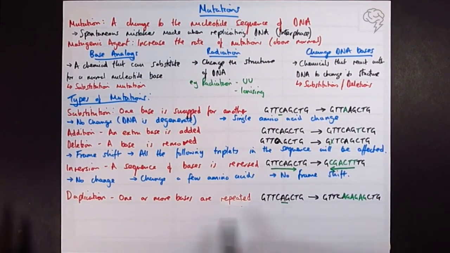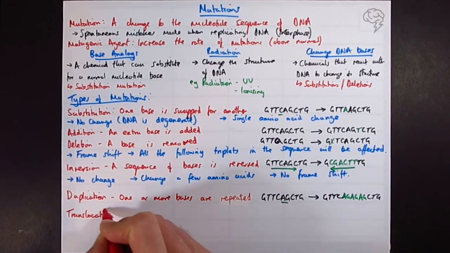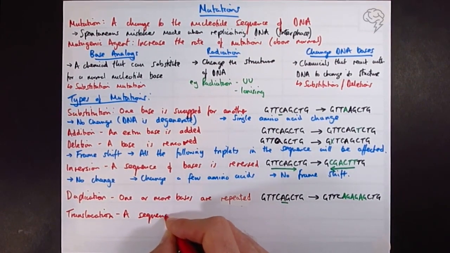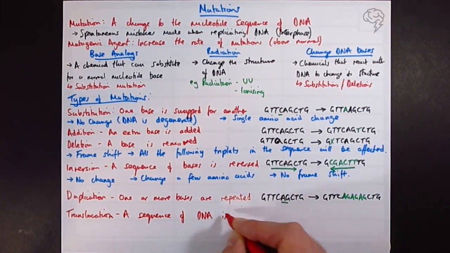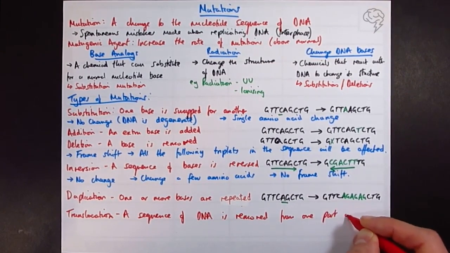So I'm not going to write any impact notes here because it totally depends on the change that takes place. And the last one you need to know about is translocation. Again, the names are going to give you a big clue to this. So this is when a sequence of DNA is removed from one part of the genome and moved to another part of the genome. And that could be on the same chromosome. It could also be on different chromosomes.